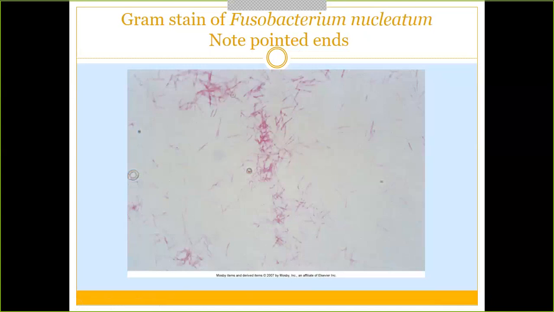So there is a Fusobacterium nucleatum with very pointy ends. I know it's hard to see in a picture, but it's very much more slender looking than the other one. They kind of look like little needles or something.